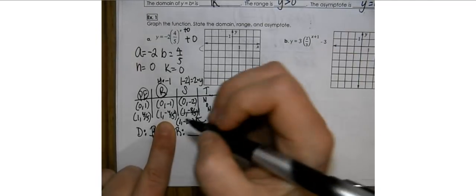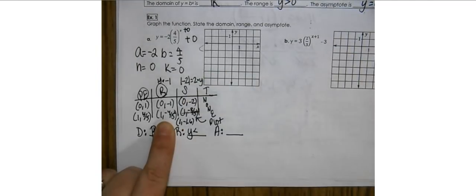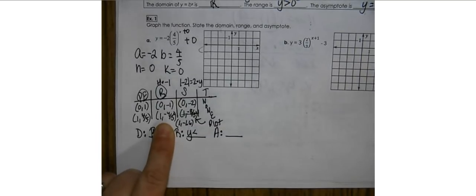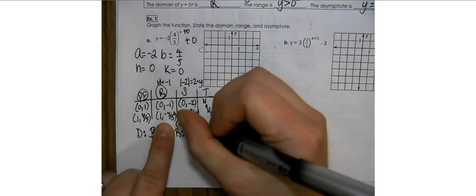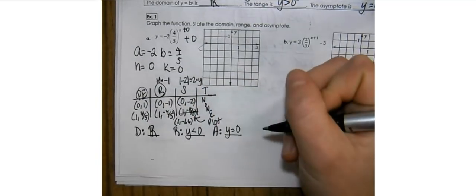Before I do that, I'm going to identify my domain, which is going to be all real numbers, and my range. Since I do have a reflection, that automatically means I'm going to have a less than. So if you have a reflection anywhere in your problem, you'll have a less than as a part of your range. Y is going to be less than our K value, and our K value in this case is 0. So Y is less than 0, and my asymptote is at Y equals 0.